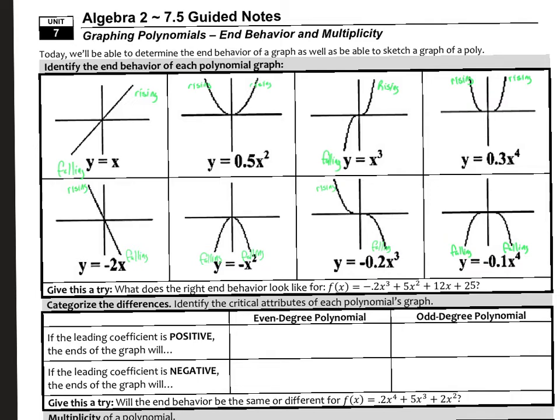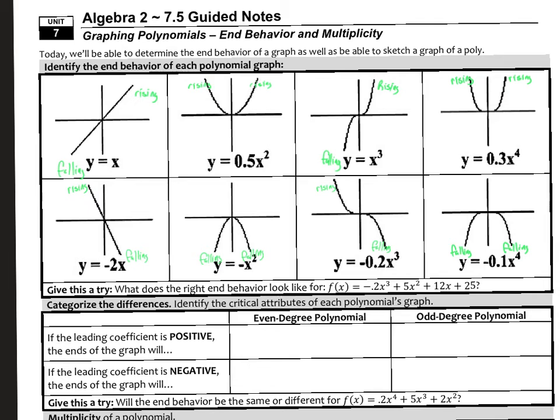X cubed went back and acted like the linear with the end behavior. On the left, it was falling. On the right, it was rising. But then when we had the negative coefficient, again, it flipped and it became rising on the left, falling on the right. The quartic was rising, rising, just like the x squared was. And then when it was negative coefficient, it was falling, falling, flipped again, okay? So the x squared and the x to the fourth were very similar, as were the x to the first, or that linear, and the x cubed.